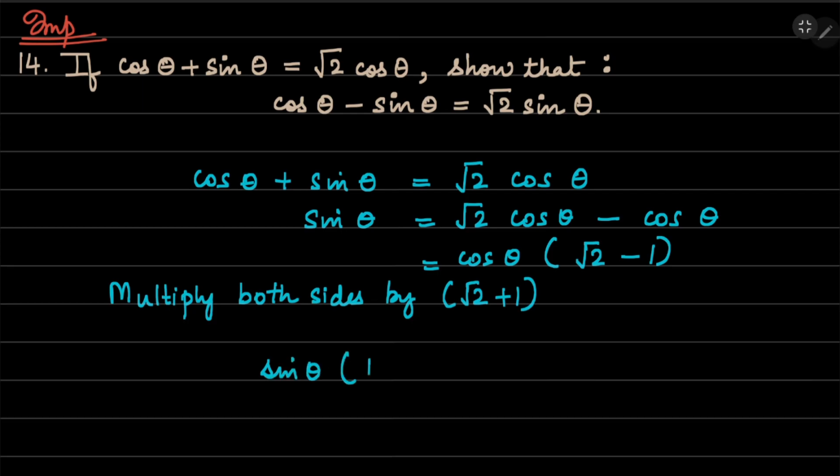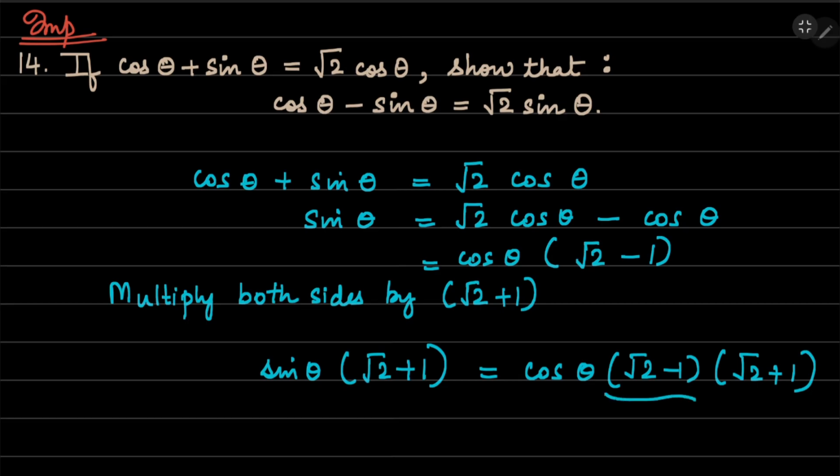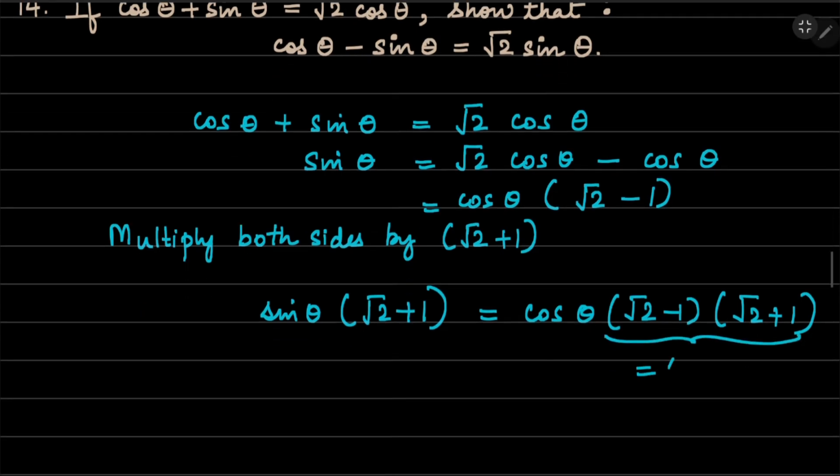Sin theta multiplied by root 2 plus 1, because what you need is root 2 sin theta, right? So root 2 multiplied by sin theta. Once you multiply a minus b into a plus b, you get a square minus b square. So root 2 the whole square is 2, minus 1 square, it will become 1. So when you are multiplying both the sides with root 2 plus 1, cos theta multiplied by root 2 minus 1 already exists, you are multiplying it with root 2 plus 1. So this will become equal to 1.